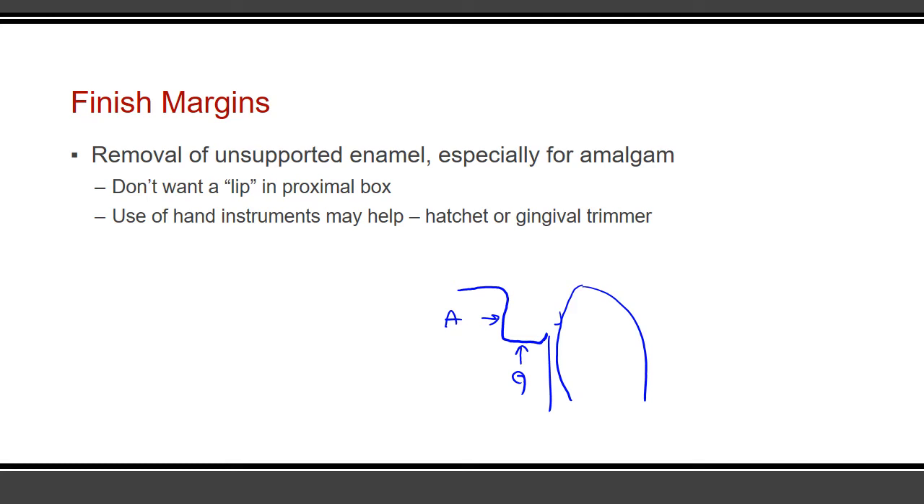So when we finish the margins, what's very helpful, if you're scared about damaging the adjacent tooth, is you can use hand instruments like a hatchet or a gingival margin trimmer, or just any sharp instrument, and scrape away at this area. So you go from a lip to no lip. And again, we have nice rounded line angles, but you want to go from this lip into lipless.